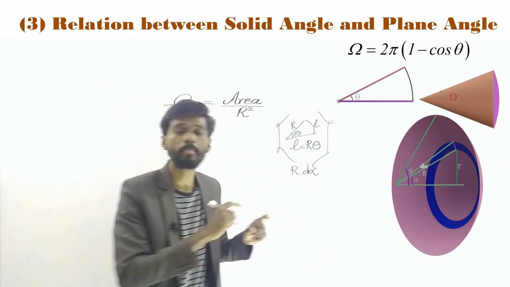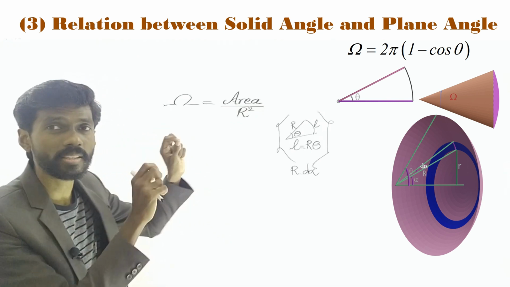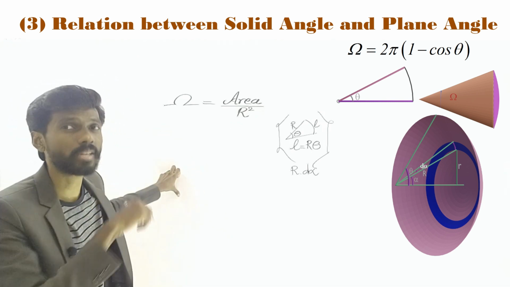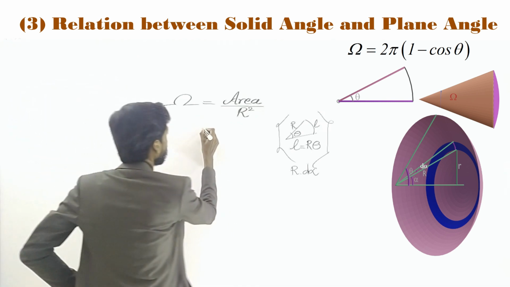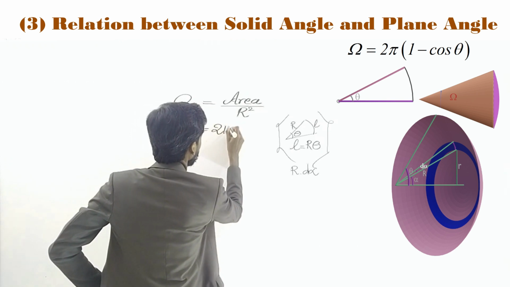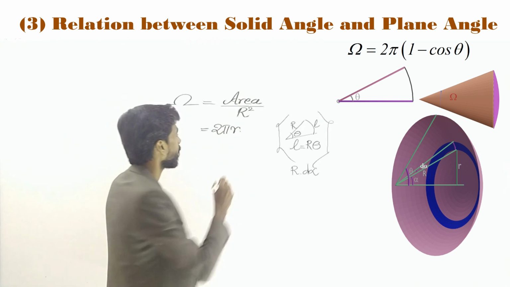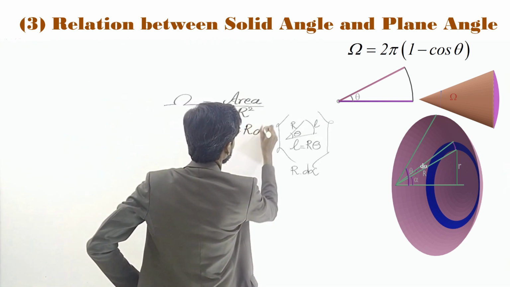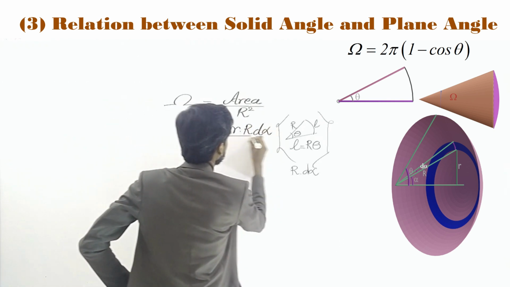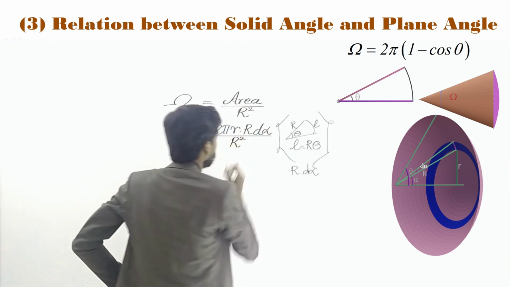So r multiplied by d alpha is the breadth, and the length is 2 pi r, which is the circumference of the circle. So that means our area here is 2 pi r, the length, multiplied by the breadth, which is r times d alpha, divided by r squared.